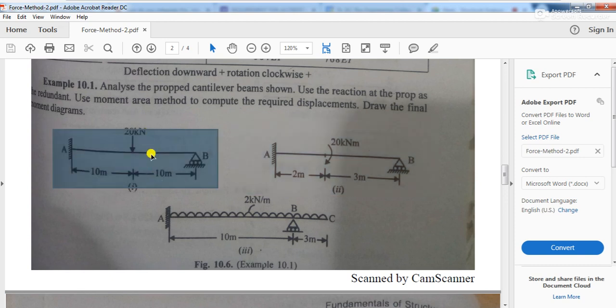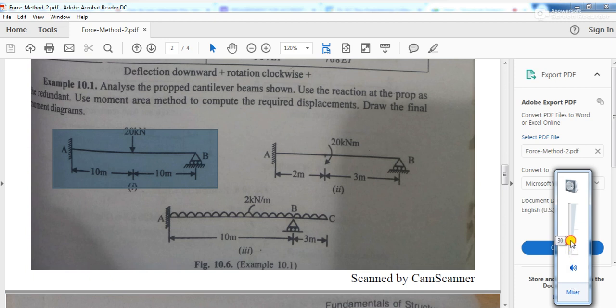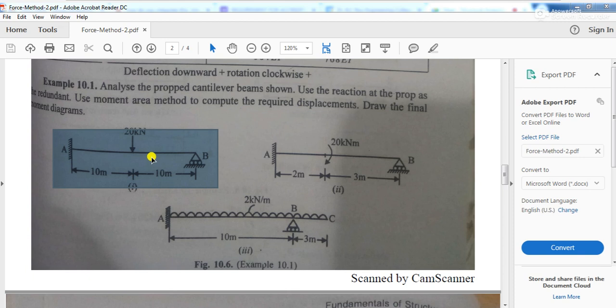So you see, we have discussed this problem in the previous class. What is this problem? This is basically a propped cantilever, right? In this propped cantilever, a point load is acting at the middle. Now you see the difference of this problem.